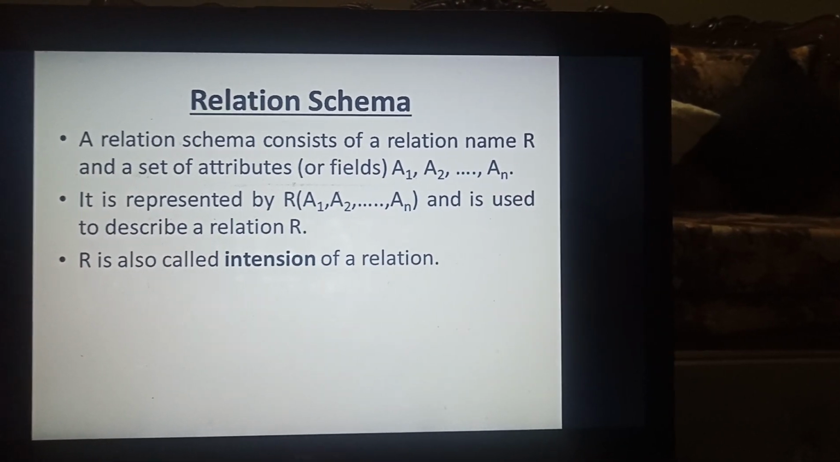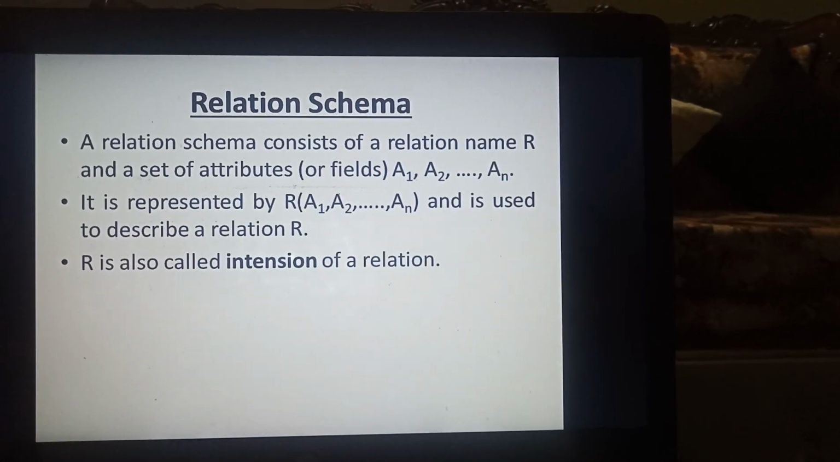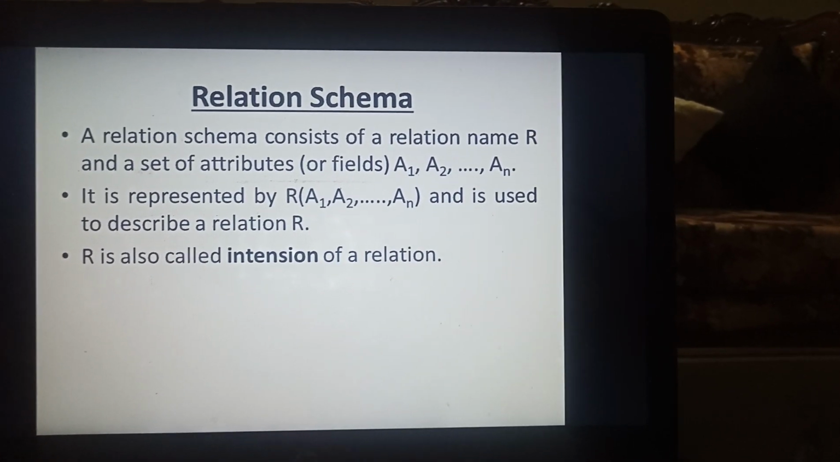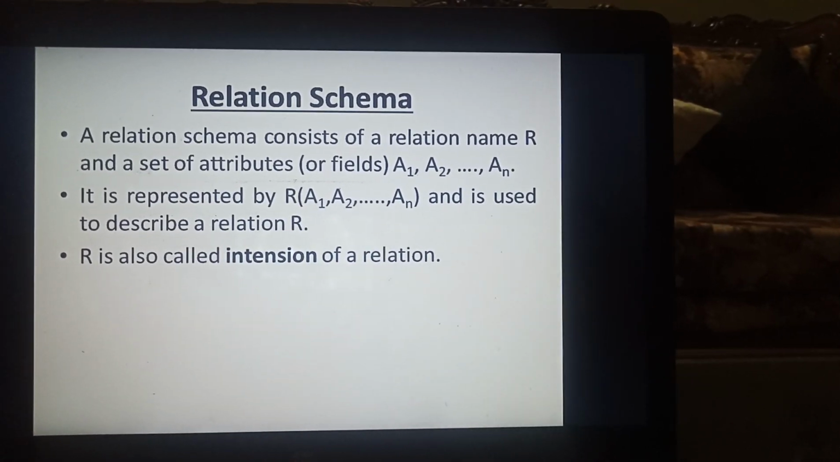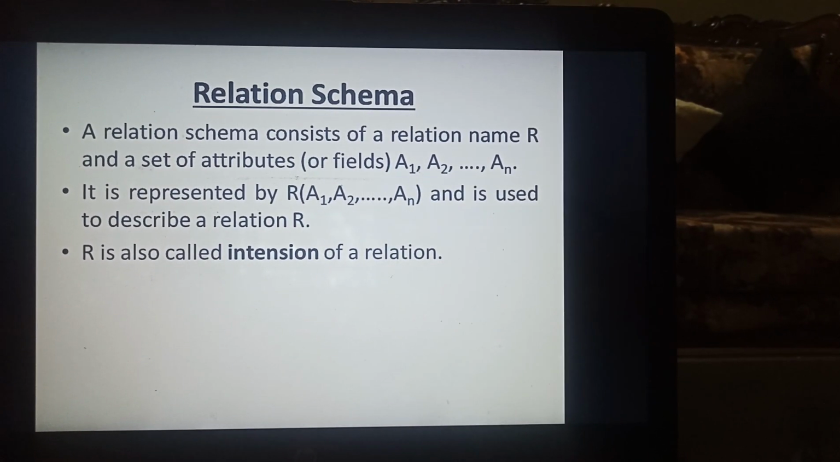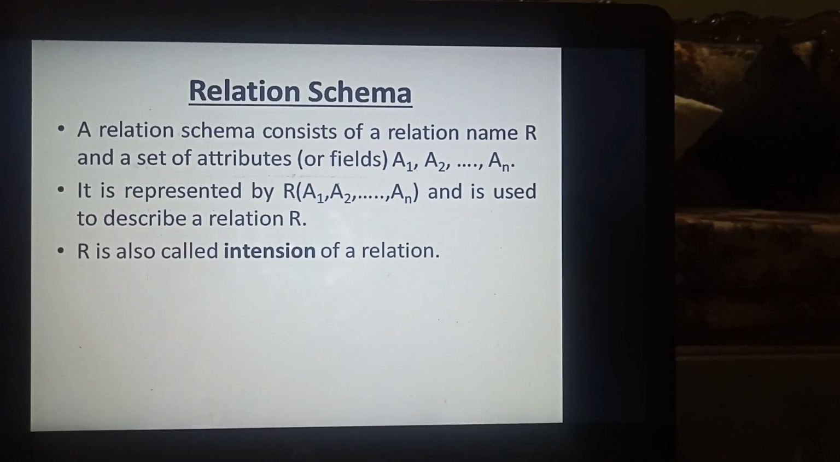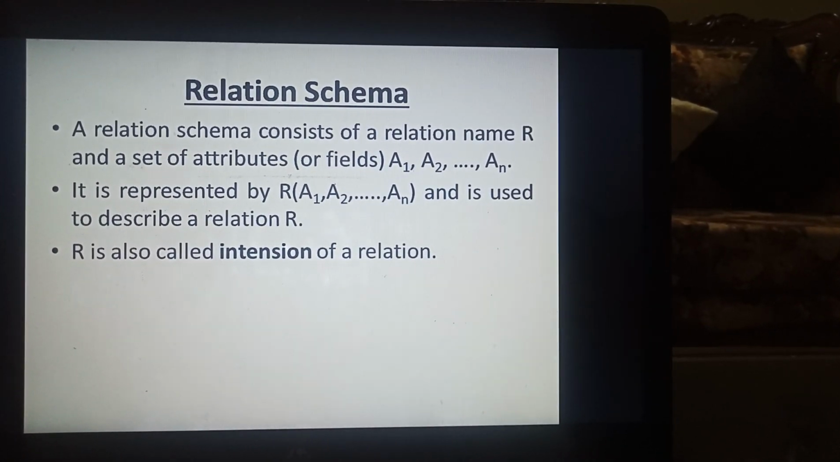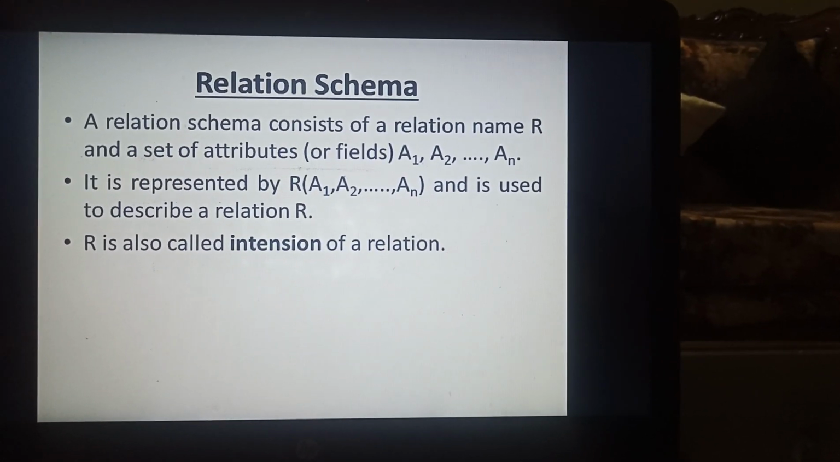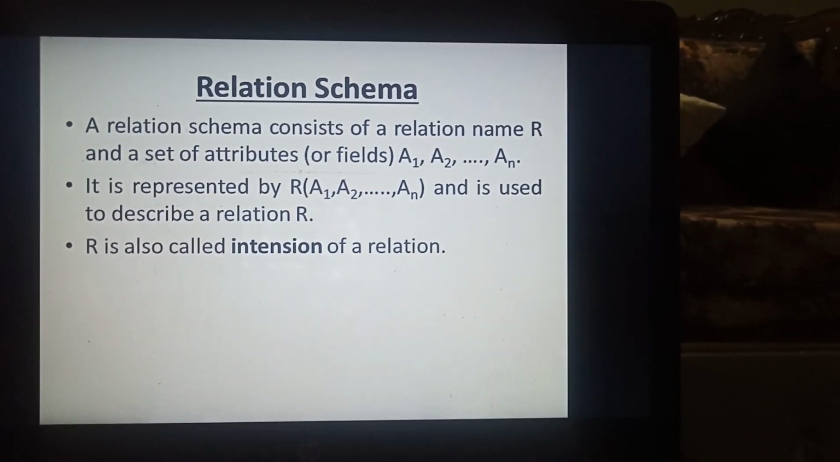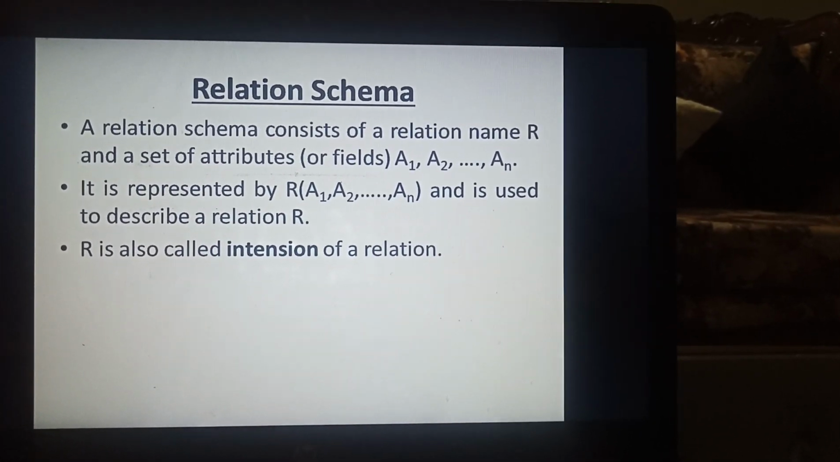Now it is represented like this. We write the relation name R and then in brackets we write the names of the attributes separated by commas. This is used to describe a relation R. And relation schema is also known as the intension of a relation.